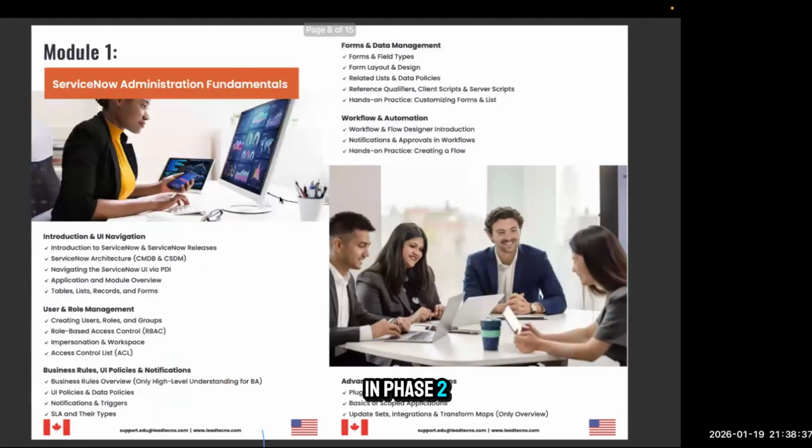In phase two, this is the foundation of ServiceNow, where we will be learning the administration fundamentals. So over here, you will get familiar with what is ServiceNow, what are the releases, since we have already covered it, so we are good so far. Then ServiceNow architecture, CMDB and CSDM. So we will deep dive into it, right? Because it's very important to understand. It sets the foundation for your career in ServiceNow or any IT project, right?